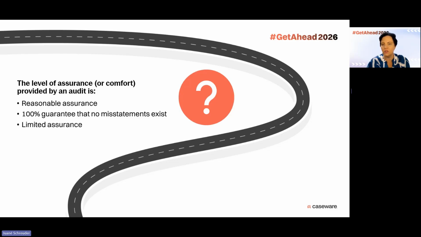And if you can't or would rather use the chat, you are welcome to use the chat to give us your response. Right. Good. So the level of assurance provided by an audit. Which option would you choose? Which do you suggest is the appropriate one?